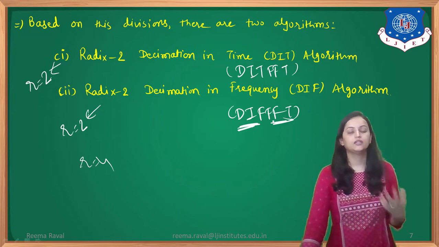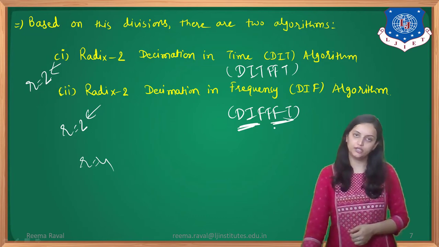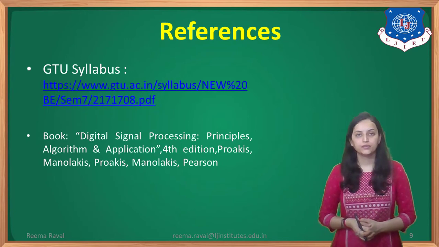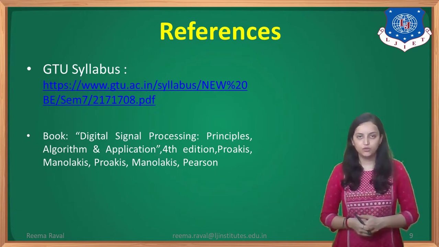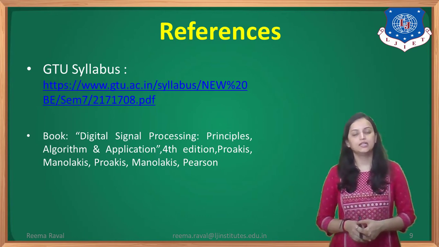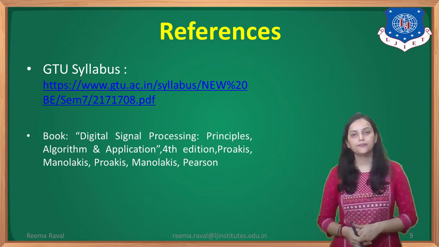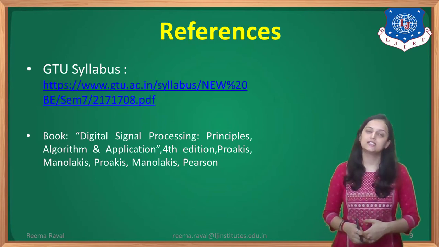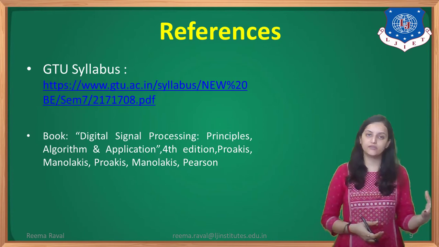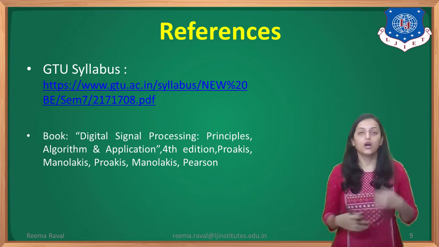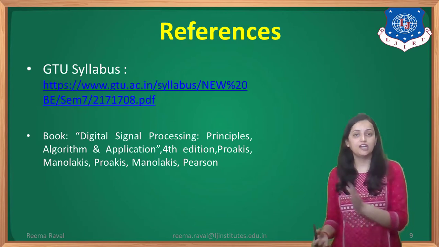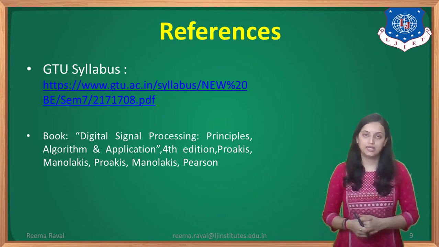I hope that the formula and the examples based on it are clear to you now. These are the references. You can refer to the textbook and the GTU syllabus. In the next session, we are going to see the different structures and examples based on them. It is very important because we will see how the inputs are given, how the stages are defined according to the number of points, and how the output is calculated at each and every stage.